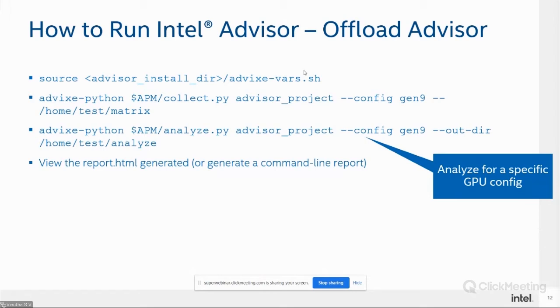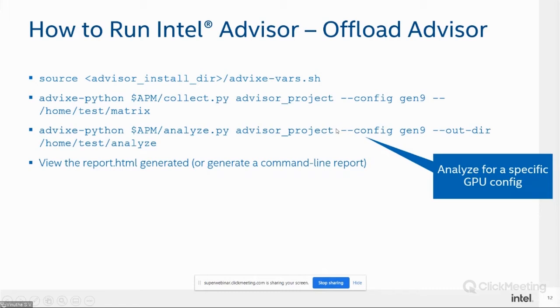For the Offload Advisor run, we have two Python scripts, collect.py and analyze.py. The collect script runs several different analyses supported by Advisor, like survey, trip count, or dependency analysis. Once it is done, the analyze script makes use of those metrics that collect.py has created, and models them for the target platform.